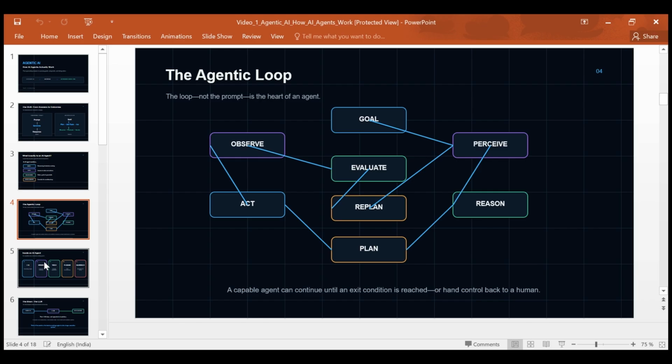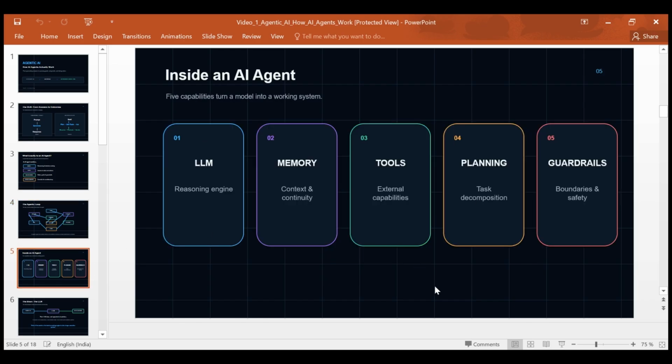Now look at the next slide. So what is inside an AI agent? If we open the architecture of an agent, we can identify several recurring capabilities. The LLM provides reasoning, memory provides context and continuity, tools provide access to the outside world, planning allows the agent to decompose a complex objective into smaller decisions, and guardrails establish the boundaries within which the system can operate.